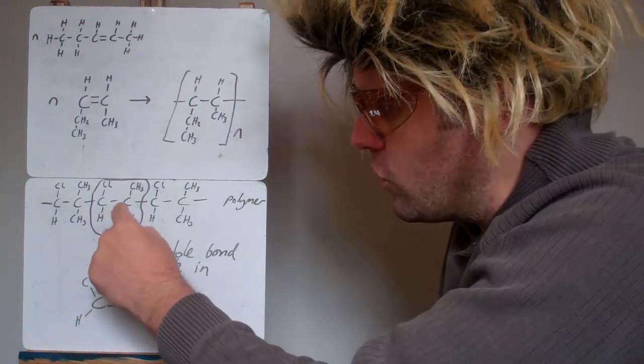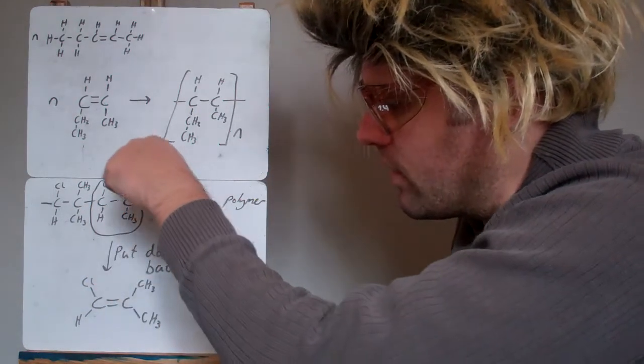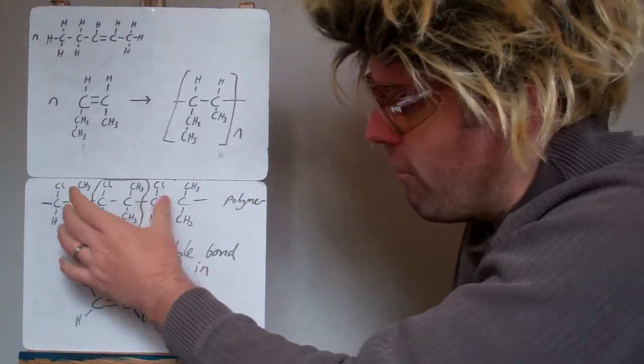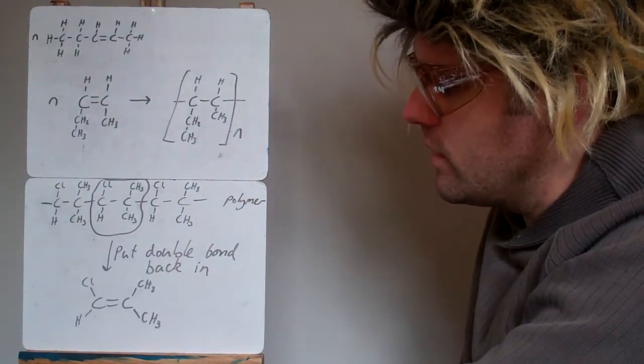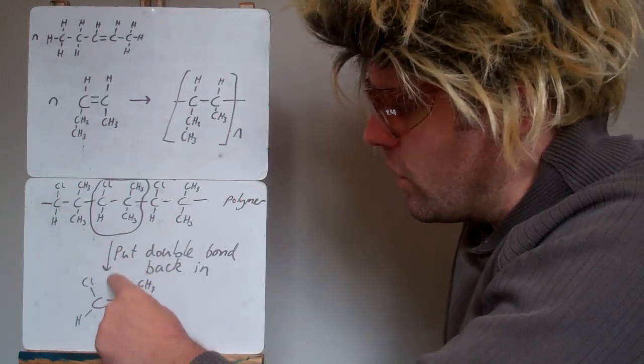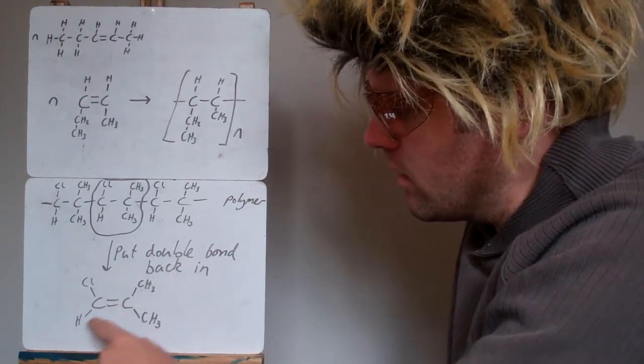So basically you just find 2 carbons in the chain and ring them and everything that they're attached to around them apart from the other carbon chains. Okay? Like so, put a double bond back in and there you've got your monomer.